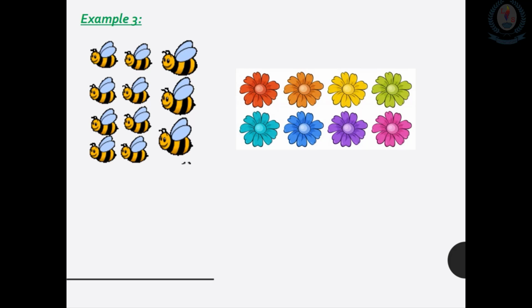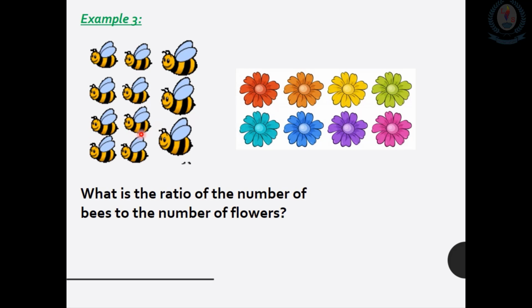Here you are given another example. What can be seen here? Yes, we can see some bees and also some flowers. So, shall we go to the given question firstly? What is the ratio of number of bees to the number of flowers? Then, before writing the ratio, we'll have to count the number of bees and flowers here. Shall we count?